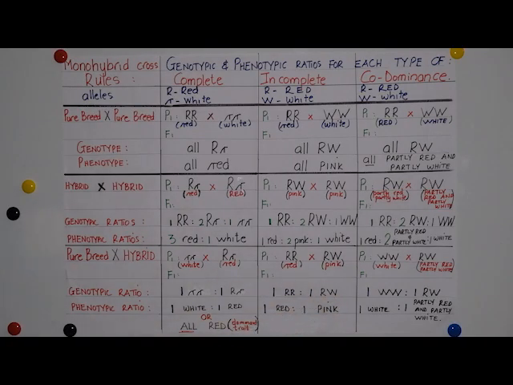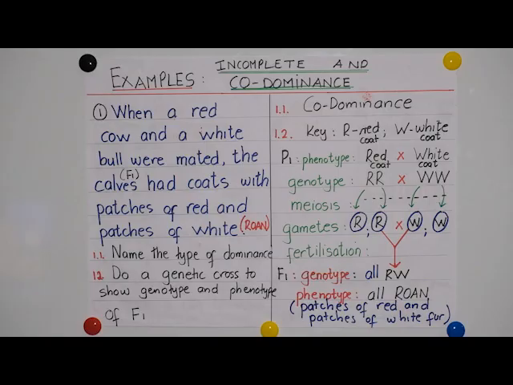It is important to learn these genotypic and phenotypic ratios for these crosses because sometimes in exam questions you would be given these ratios for the offspring F1 or F2 and you may be required to determine the genotypes and phenotypes of their respective parents. Secondly, when doing a genetic cross, you would be able to predict the phenotypic and genotypic ratios in your answer. Now I'm going to do examples of monohybrid crosses for incomplete dominance and codominance.